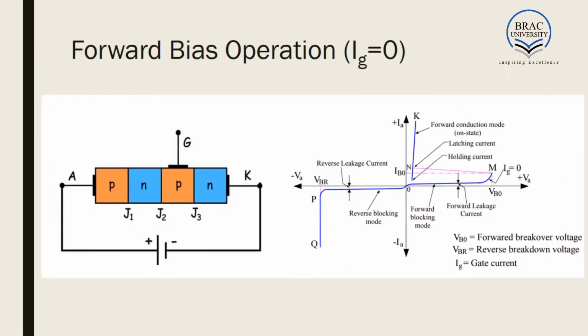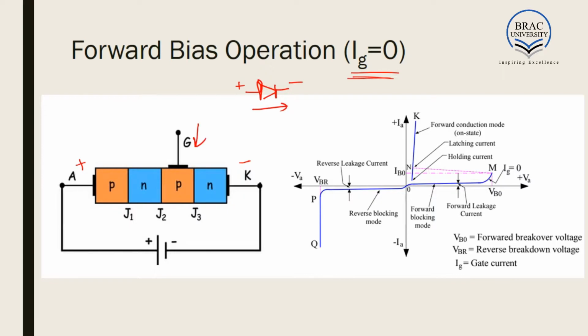Now let us observe the forward bias operation of SCR. If we consider a diode, in case of diode, if the anode is at a greater voltage than the cathode, the diode is forward biased and current flows through it. The case is similar in case of SCR, that is when the anode is positive and the cathode is negative. It is called forward biased configuration. Now we are considering we are not using any gate current, that is no current flows through this terminal.